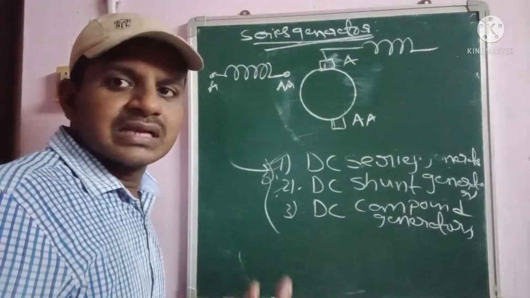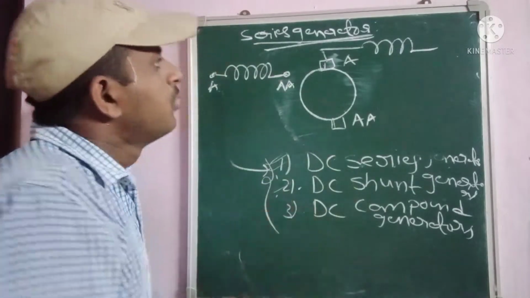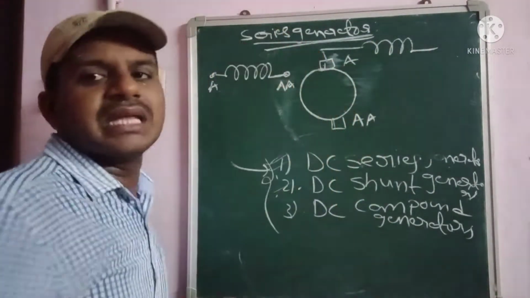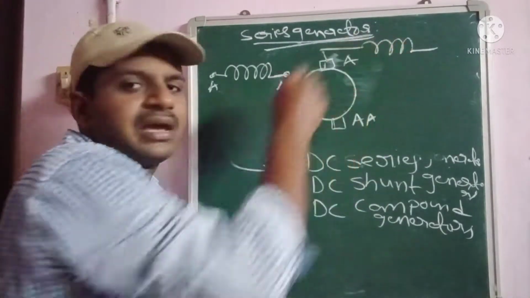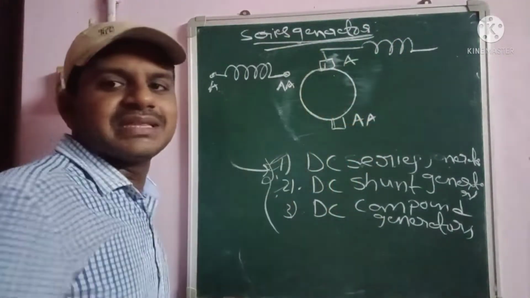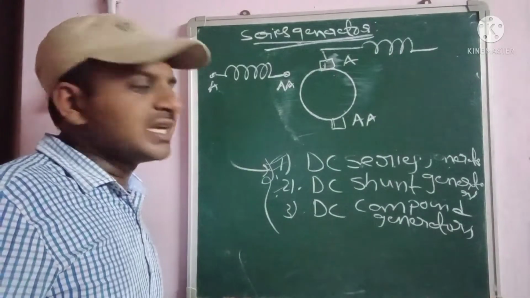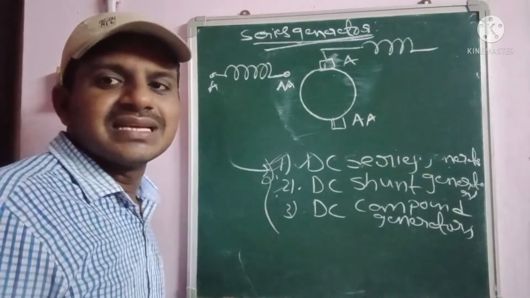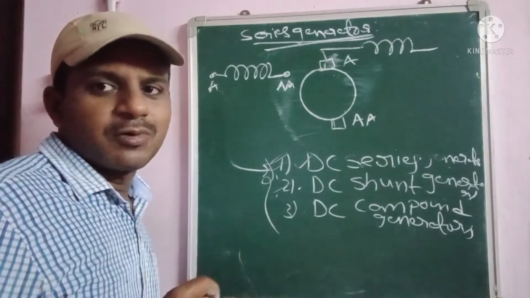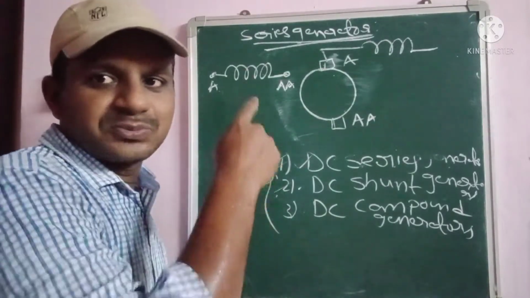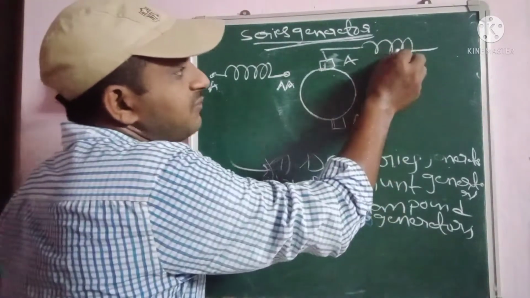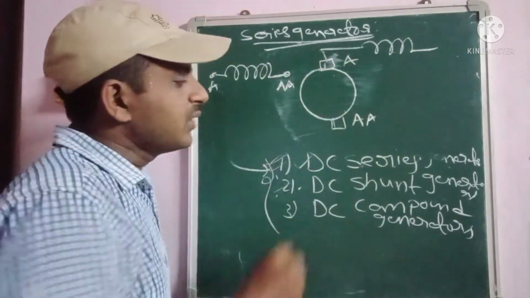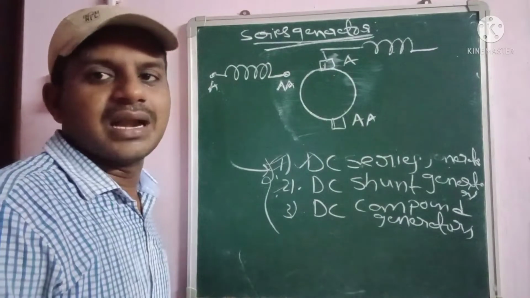or we can say in a different view, the field winding is connected in series with the armature. Only then is it called a DC series generator. Please understand what I am saying, and remember all those points. Here the field winding is connected in series with the armature, and only then can we call it a DC series generator.